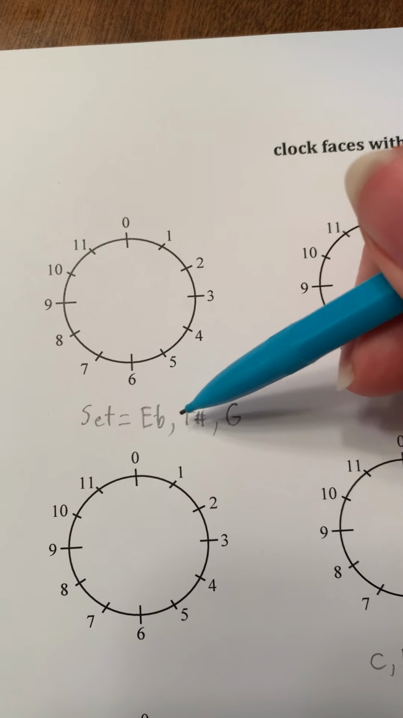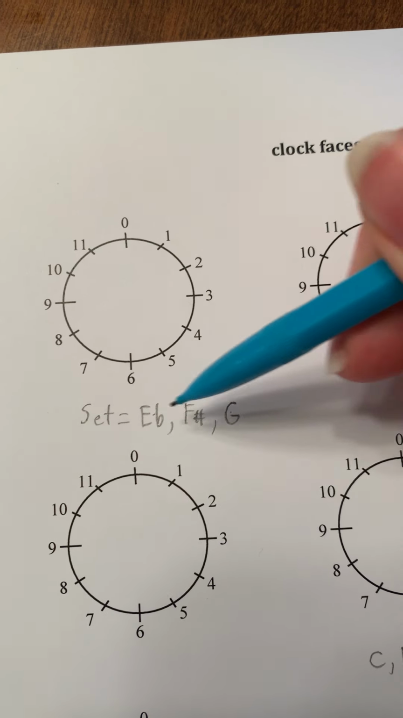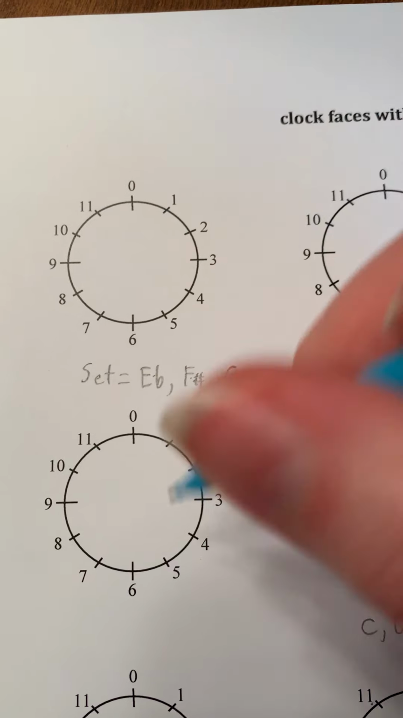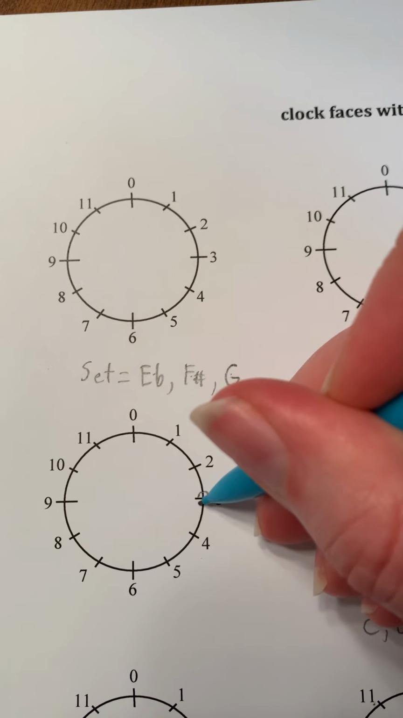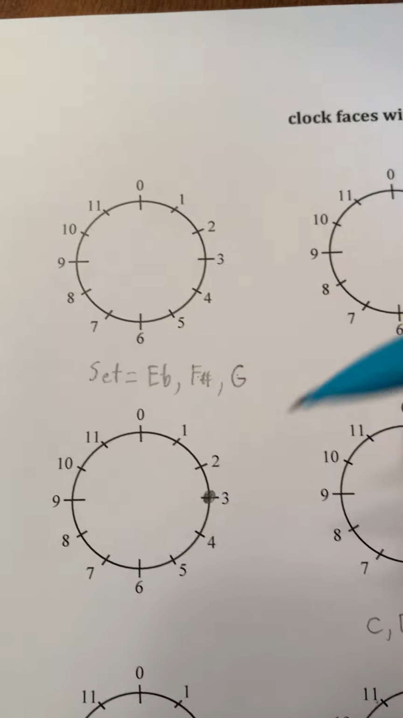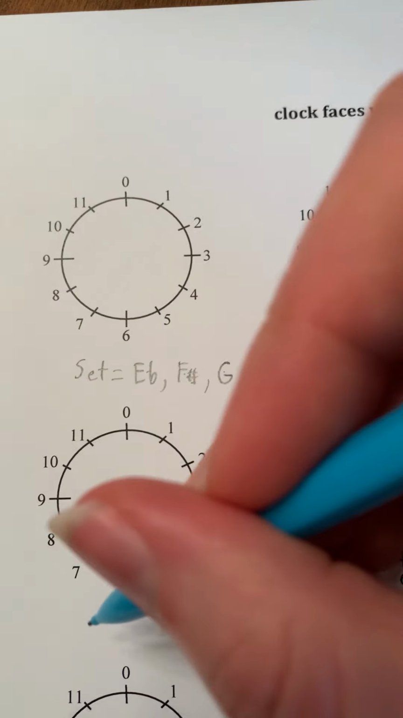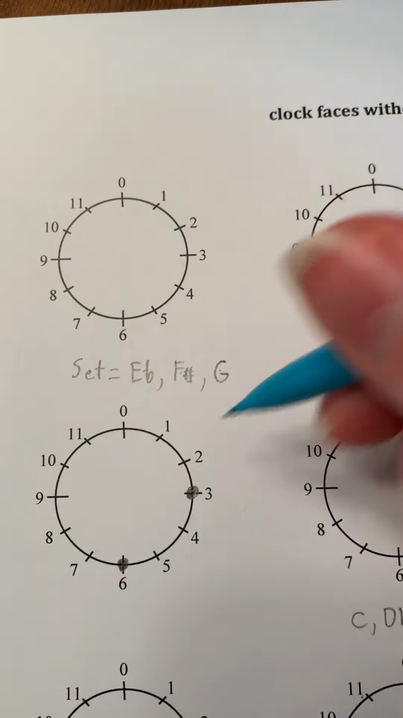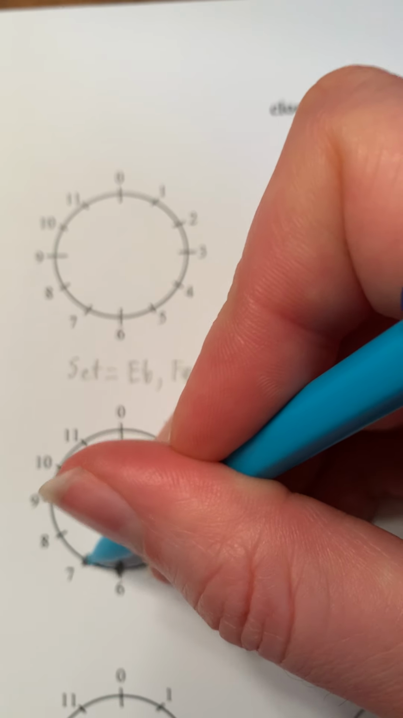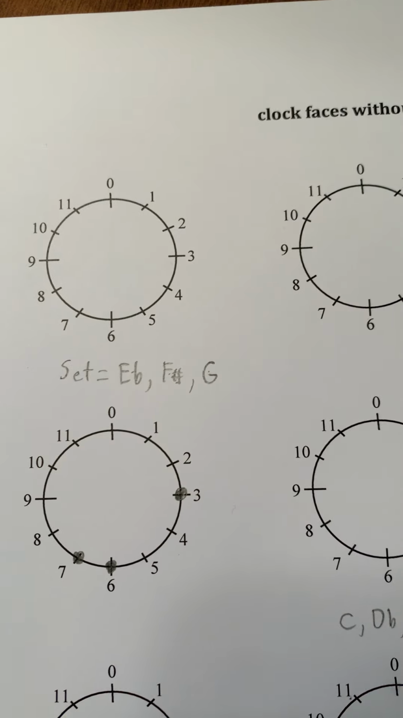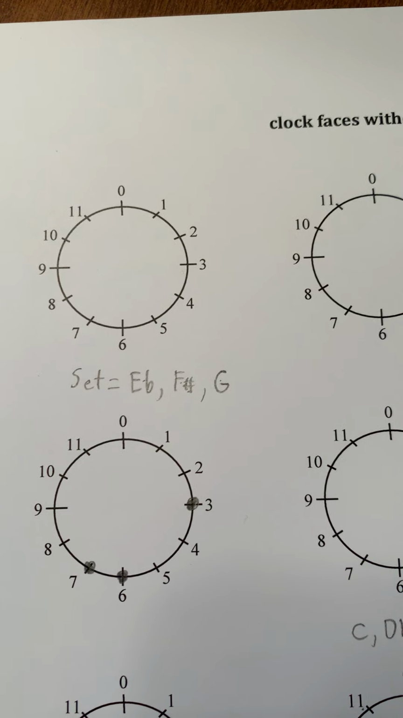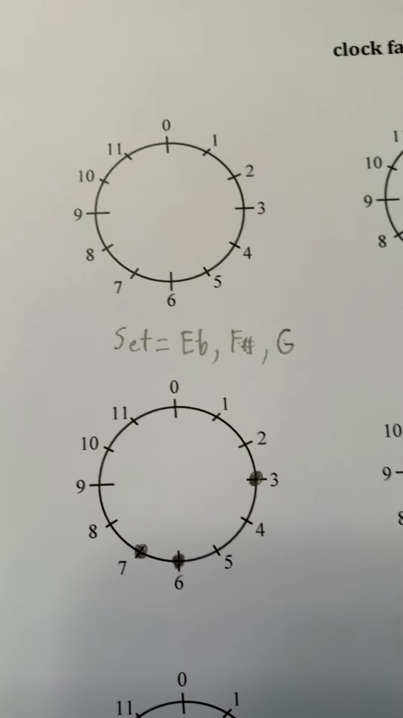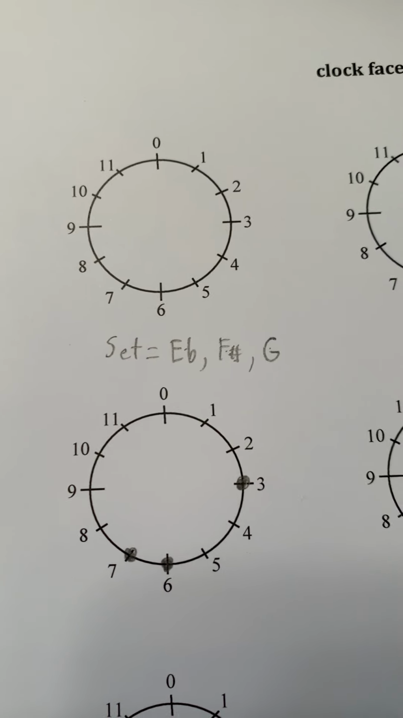If our set is E flat, F sharp, and G, just wanted to do a little practicing with the pitch classes. So E flat, that would be pitch class 3. So, circle or fill in 3. F sharp is 6. So same thing over here. G is 7. All right, so a nice thing about using the clock face is you can get a really nice visual representation of the set.